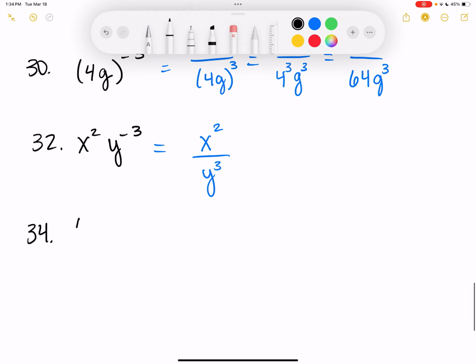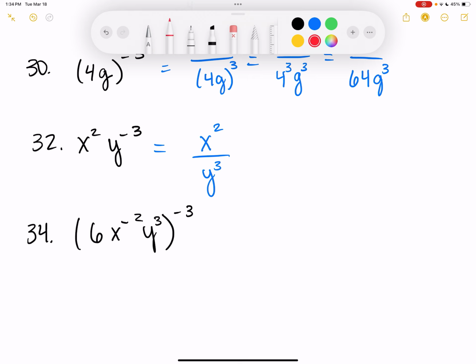34. Let's see, 6 x to the negative 2 y cubed, all raised to the negative 3. Again, there's two different ways that I can go about doing this one. I'm going to do this one different than the way I did number 30 just so that we see another option. I could do this one the same way that we did number 30 by moving it to the bottom first and making it 1 over everything in parentheses cubed. But there's another way I can do this.